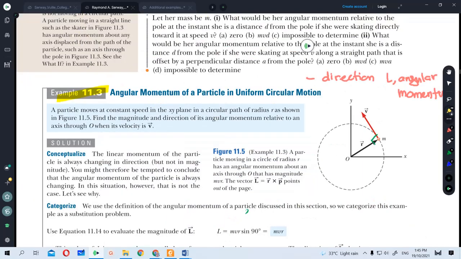Now let's turn to example 11.3. In this example, we have two ideas that we would like to understand more. Number one, how is it that we can produce r cross product with p? Here you will find that p is a product of mass times v, the momentum itself, a linear momentum. Therefore, this is a tangential direction, the tangential v. And the axis of rotation is exactly at the center.